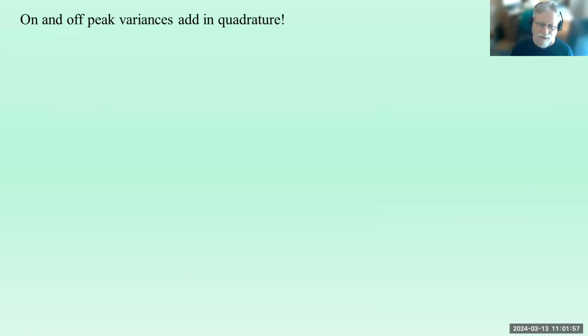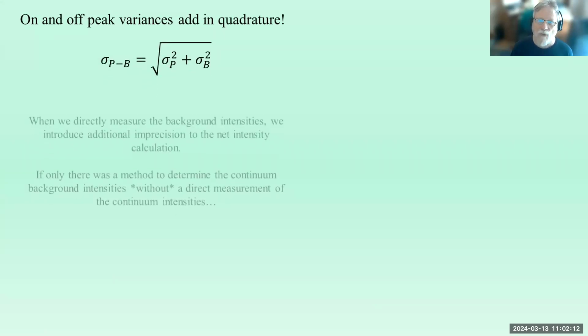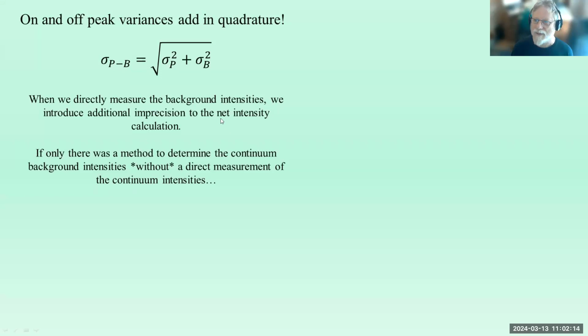And when we do a net intensity calculation where we subtract the background from the peak, we actually add the individual variances. And when you're measuring a trace element that's close to zero concentration, the variance of the peak and the background are almost the same. So you actually get a worse analysis in terms of sensitivity when you measure the background.